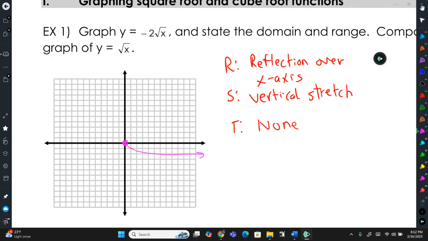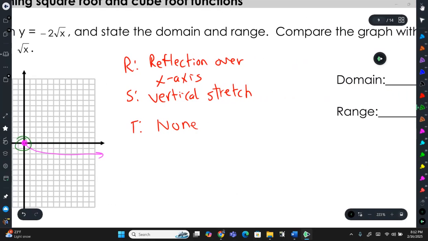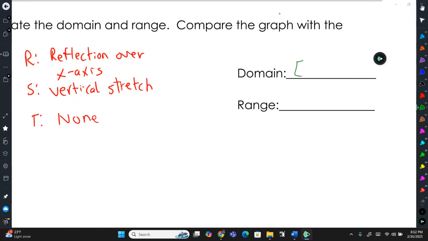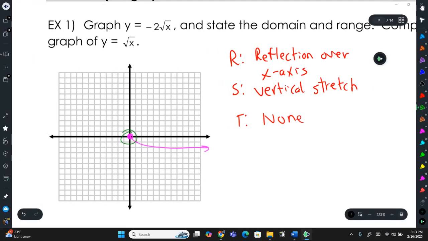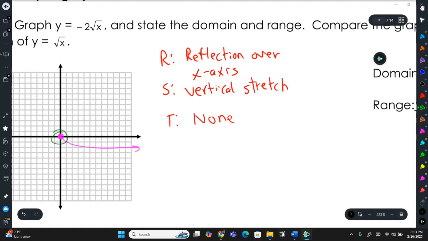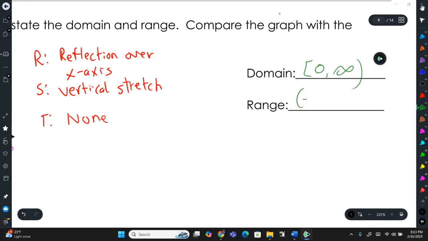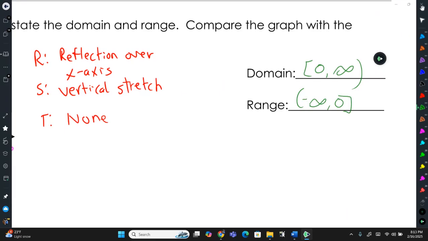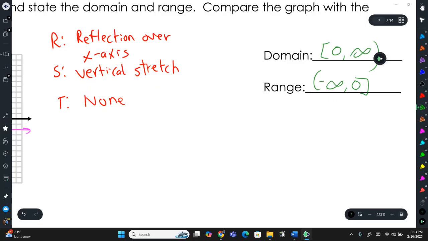Now our domain and range is dependent on that point there. Our x values are going to infinity, so our domain is 0, infinity. Our range, the y values are going down, so it's going to be -infinity, 0. So it's a lot easier to graph these than it is to graph some of the other types of functions we've talked about.